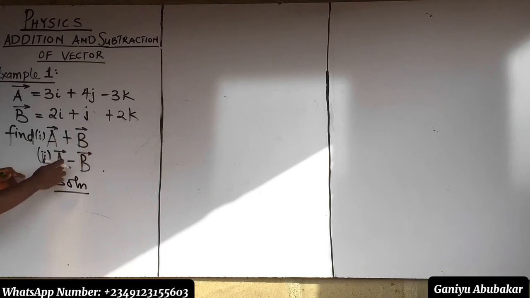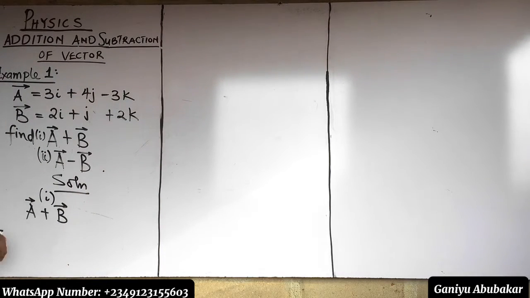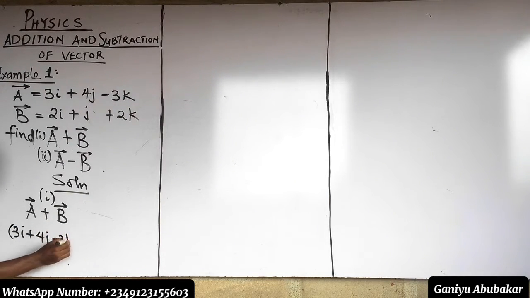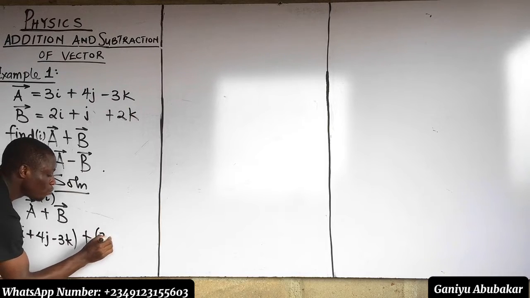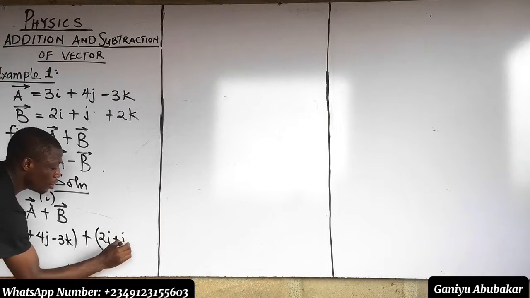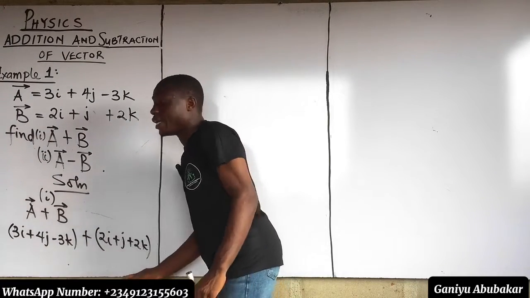My first task is part I, where I have vector A plus vector B. We said when it comes to adding two vectors, your first task is to encase each vector in a bracket. Vector A is this one here, so I'm having vector A in a bracket: 3i plus 4j minus 3k, plus vector B in a bracket: 2i plus j plus 2k, as my two vectors.